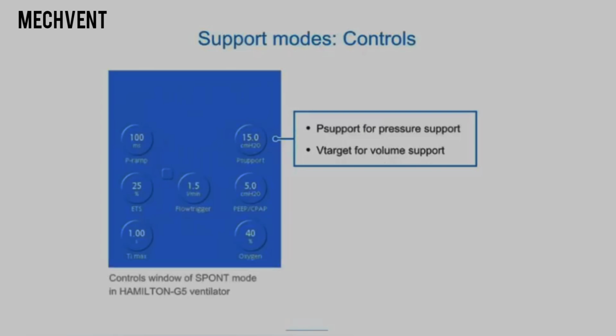Typically, support modes have the following controls: patient trigger, type and sensitivity, P support for pressure support mode or target volume, V target, for volume support mode, pressure ramp, P ramp, flow cycle ETS, PEEP, FiO2.